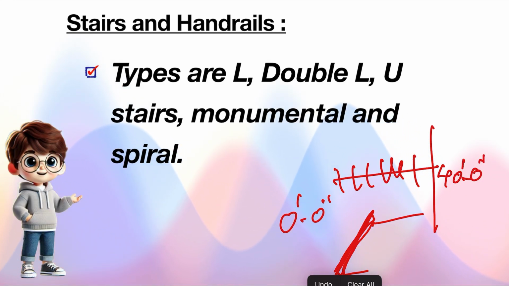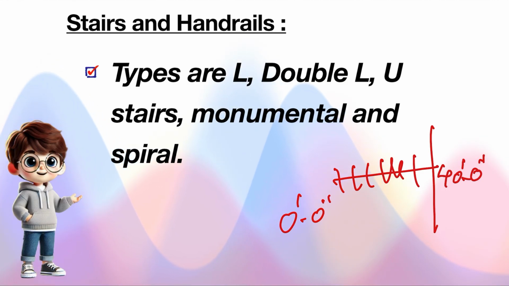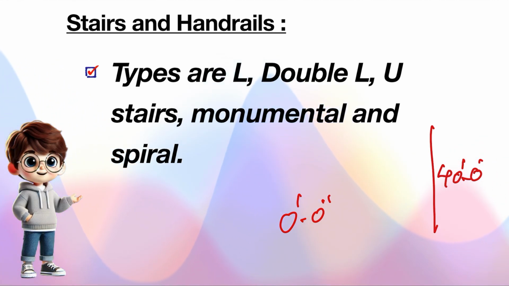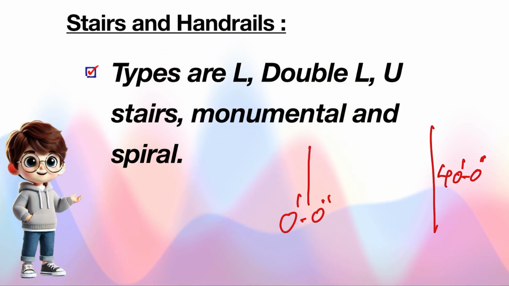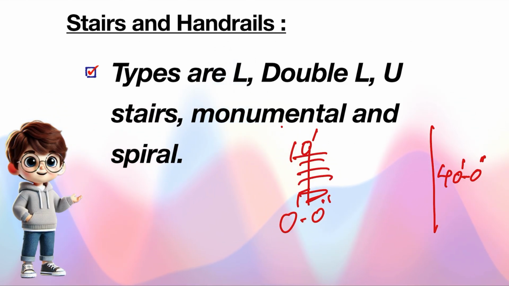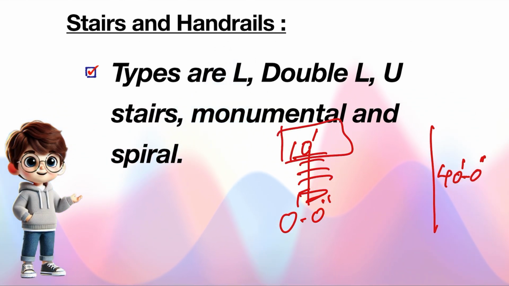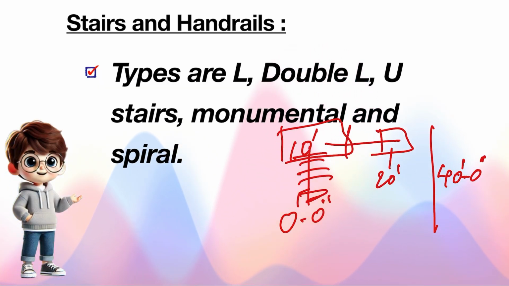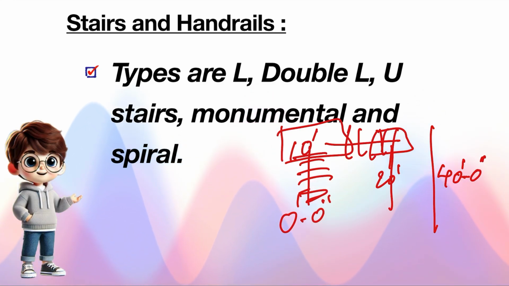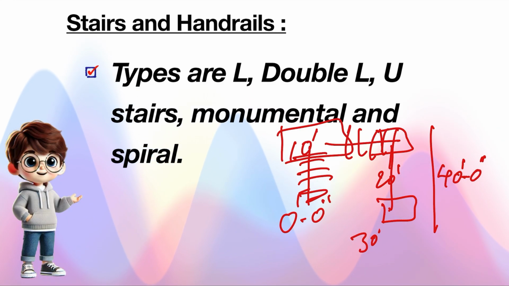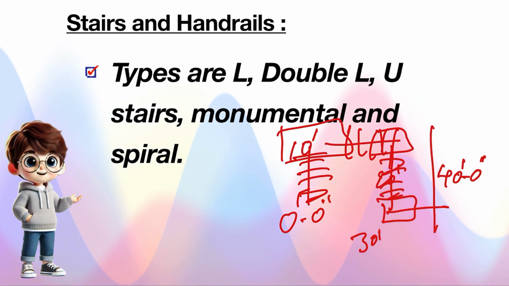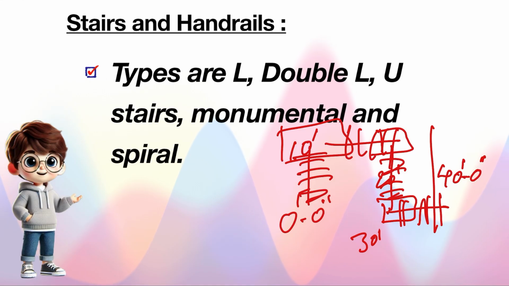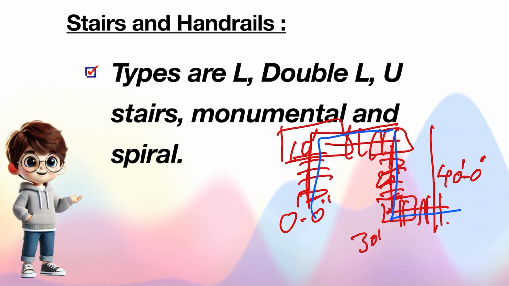So instead of that, what we will do is, 0 to 10 feet we will make a few steps and this will be an intermediate landing, and then 10 to 20 feet, this is 20 feet, we will make a few steps, and then this will be 30 feet, we will make a few steps, and then this will be 40 feet, we will make steps. Okay, in this way, we call it double L.